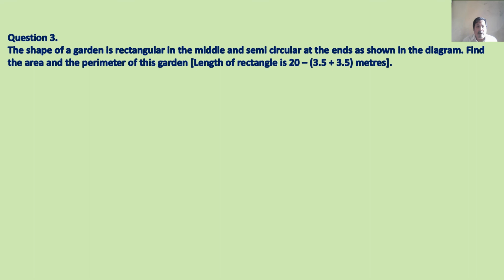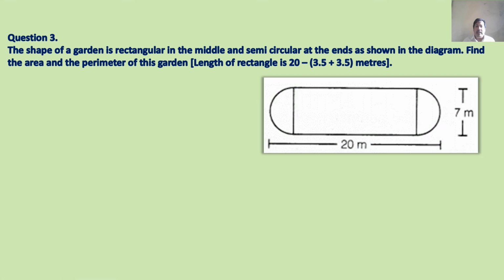So next, we have question number 3. In question number 3 it says that the shape of a garden is rectangular in the middle and semicircular at the ends, as shown in the diagram. Find the area and the perimeter of this garden. So the length of the rectangle is 20 minus 3.5 plus 3.5. 3.5 is just that much distance made by the semicircle. So you will learn here. So here is the diagram. This is the diagram of the rectangular garden. Okay.